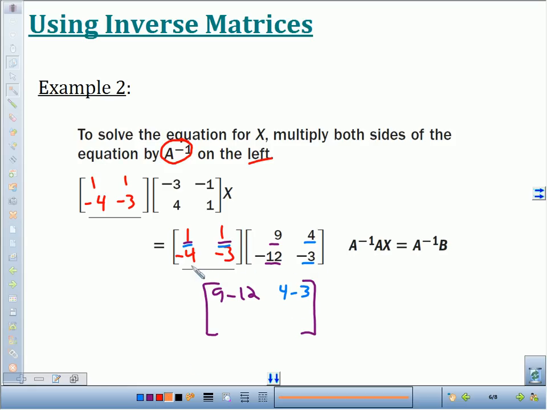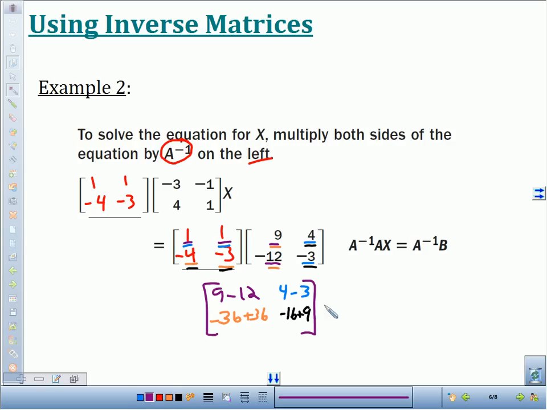Then I've done my first row and both of my columns. I move on to the second row. I have negative 4 times 9, which is negative 36. Negative 3 times negative 12 is positive 36. Now I have the bottom row and the last column here. Negative 4 times 4 is negative 16. Negative 3 times negative 3 is positive 9.